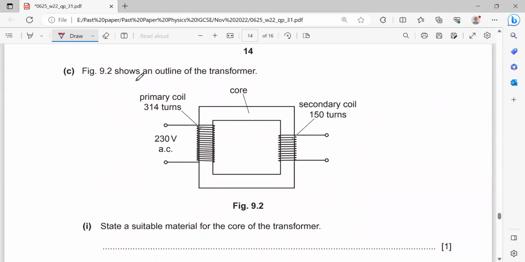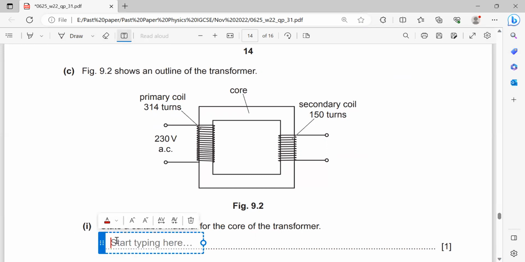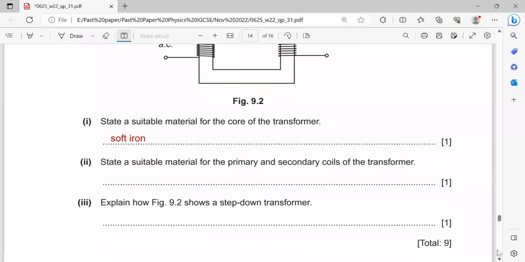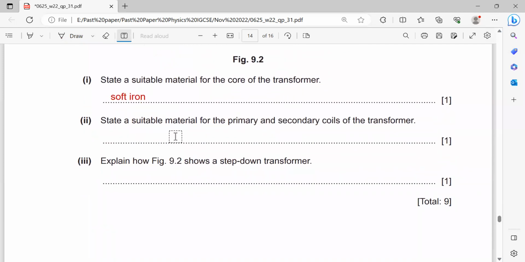Figure 9.2 shows an outline of the transformer. State a suitable material for the core of the transformer. The core is made of iron. State a suitable material for the primary and secondary coils of the transformer. That is copper.